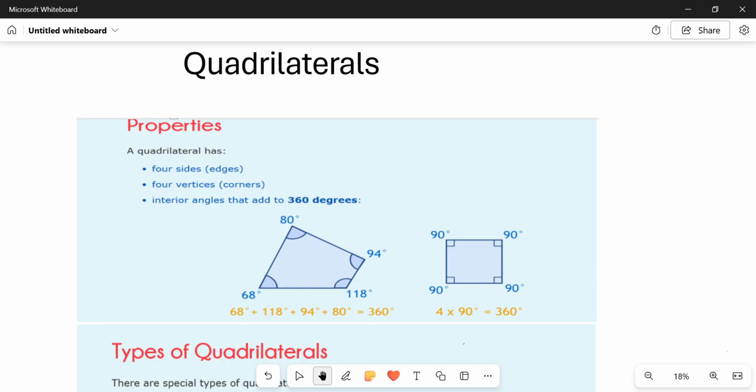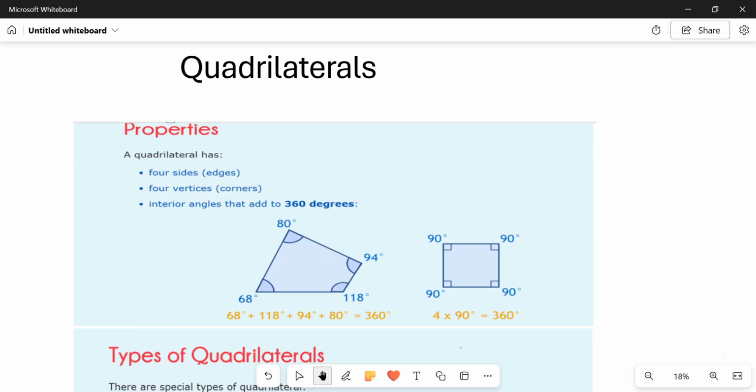When we add 118-degree, 94-degree, 80-degree, and 68-degree, it gives you the sum of 360-degree. In the second diagram, there are four right angles; when we multiply by 4, we get this 360. So the sum of the angles of a quadrilateral is 360-degree.